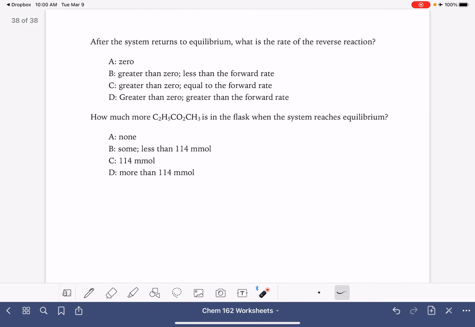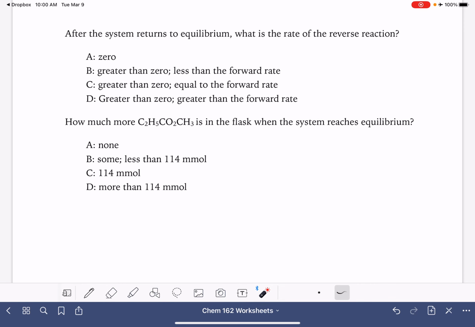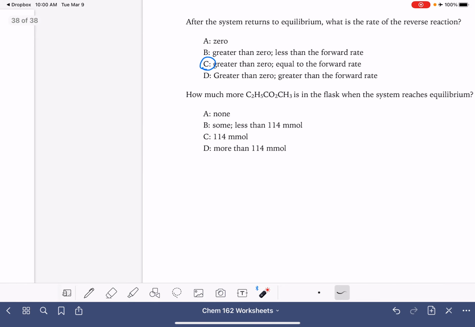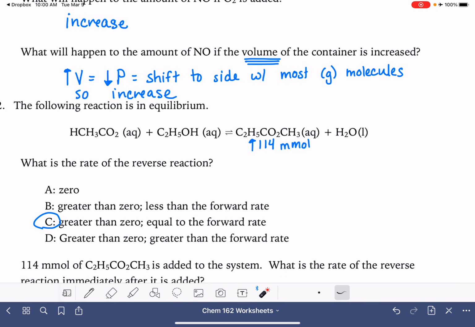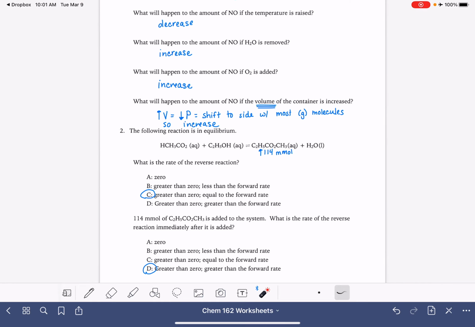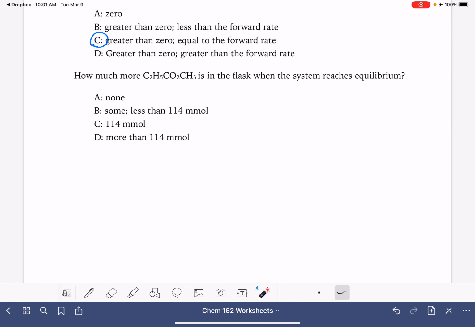Let's take a look at the next page. After the system returns to equilibrium, what's the rate of the reverse reaction? Well, whenever it's in equilibrium, the forward and the reverse reactions have the same rate. How much more of this product is in the flask when the system reaches equilibrium? How much more? So we added 114 millimoles, and it responded by using up some of that 114 millimoles, but not all of it. So always these types of questions, some, but less than whatever it was that we added.